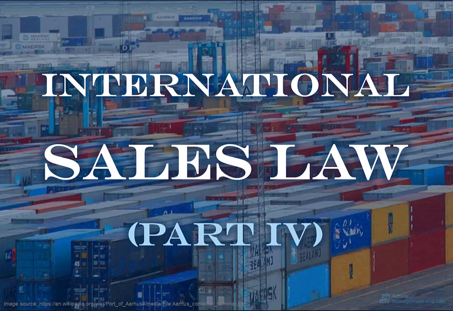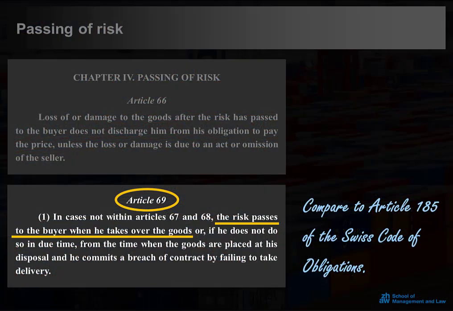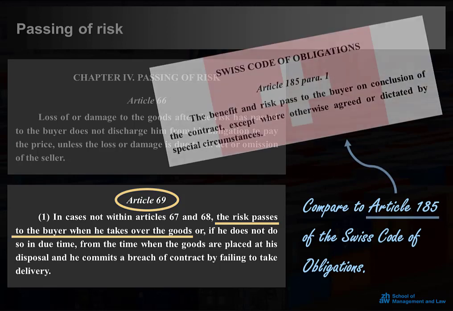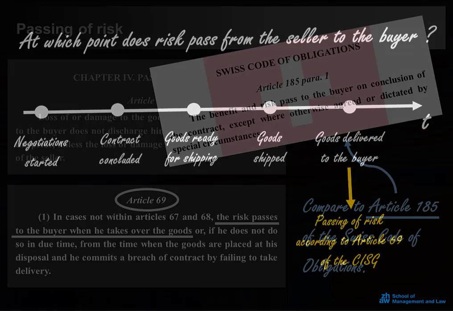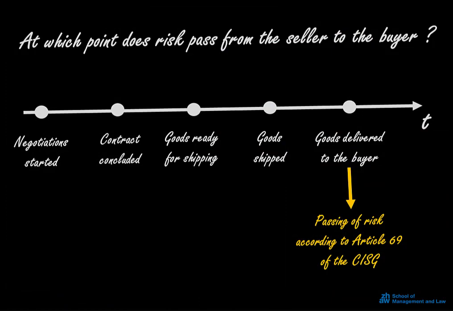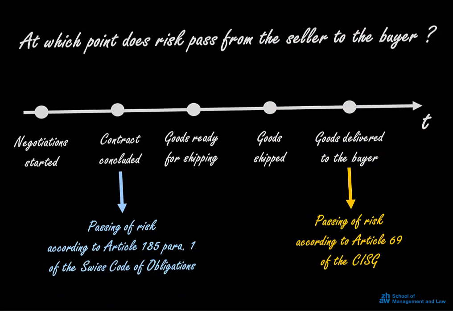At the end of the last podcast, I left you with this question. How does Article 69 of the CISG compare to Article 185 of the Swiss Code of Obligations? At which point does risk pass from the seller to the buyer according to the Swiss Code of Obligations? I assume that this is what you have found out.